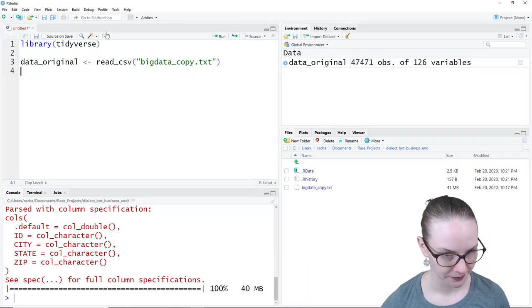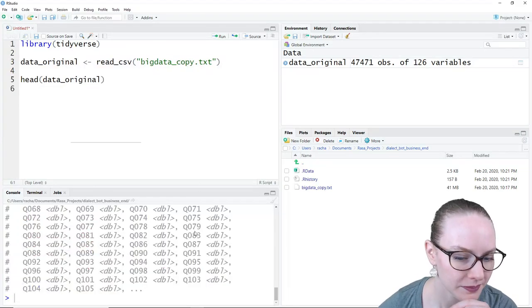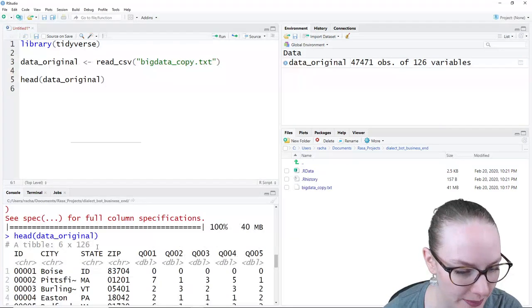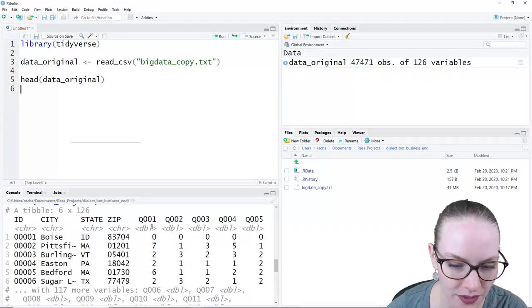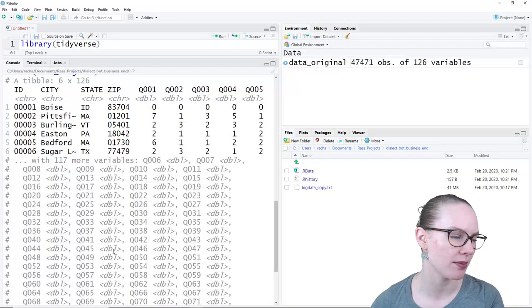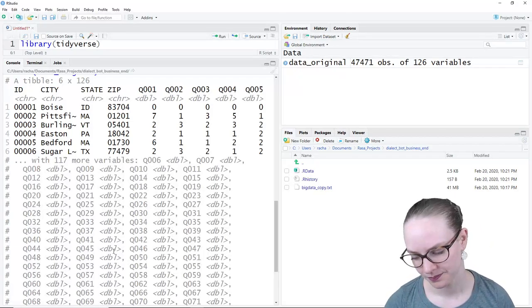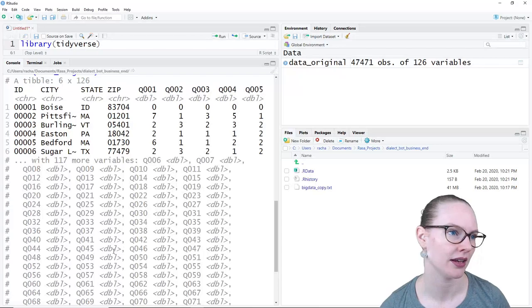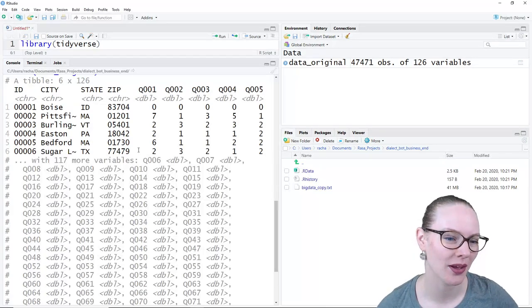Great. And now let's check out the head of the data. Excellent. Okay. So we have a pretty large data frame here. So let's make this bigger. A data frame, if you're not familiar, is a data structure like tabular data in a relational database.